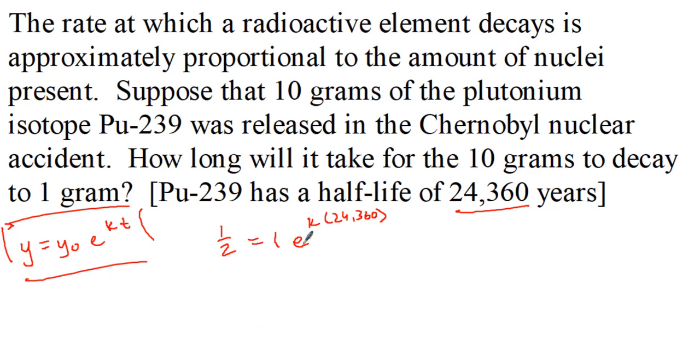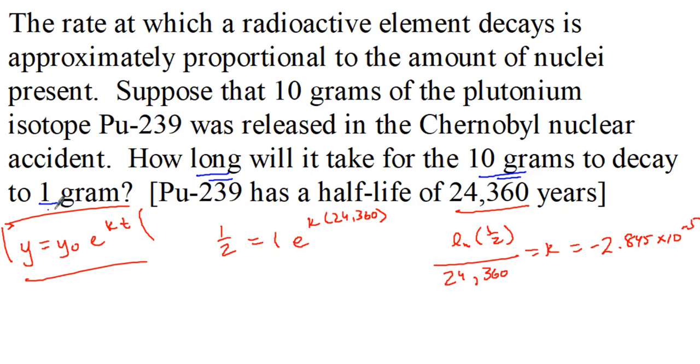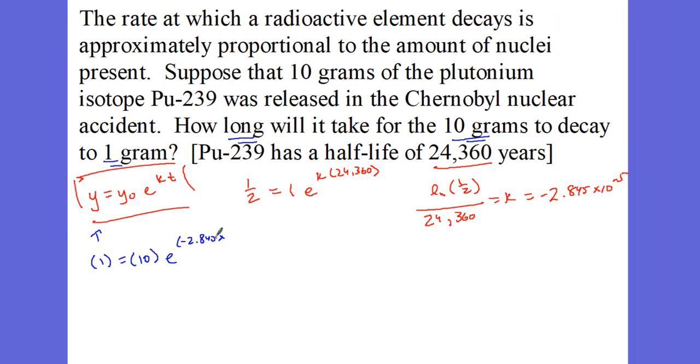We divide by 1. We do the natural log of 1/2. We divide by 24,360, and that is equal to k, which means k is equal to, if you do that on your calculator, negative 2.845 times 10 to the negative 5. That is what my k is equal to. Now they want to know how long it'll take for 10 grams to decay to 1 gram. So we know our y is going to be 1 gram. Our initial grams is going to be 10 grams. e to the k, what's my k, is negative 2.845 times 10 to the negative 5 times some value t.